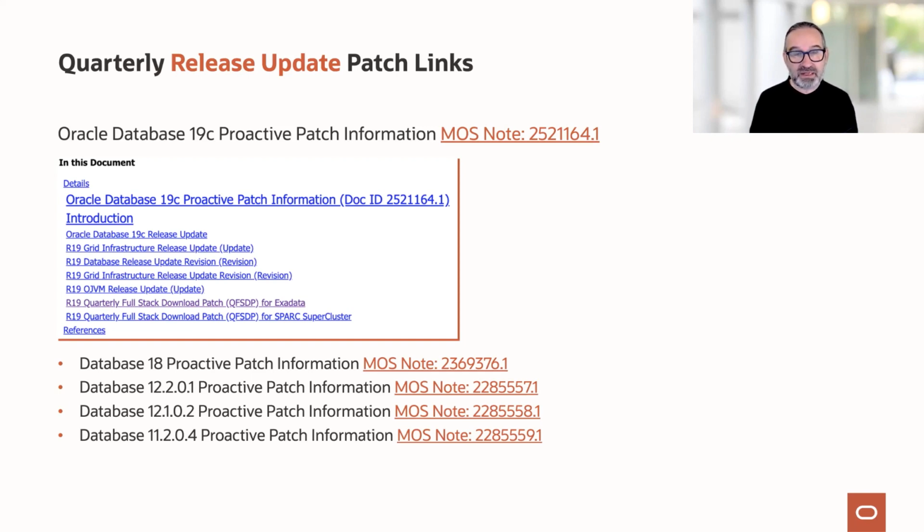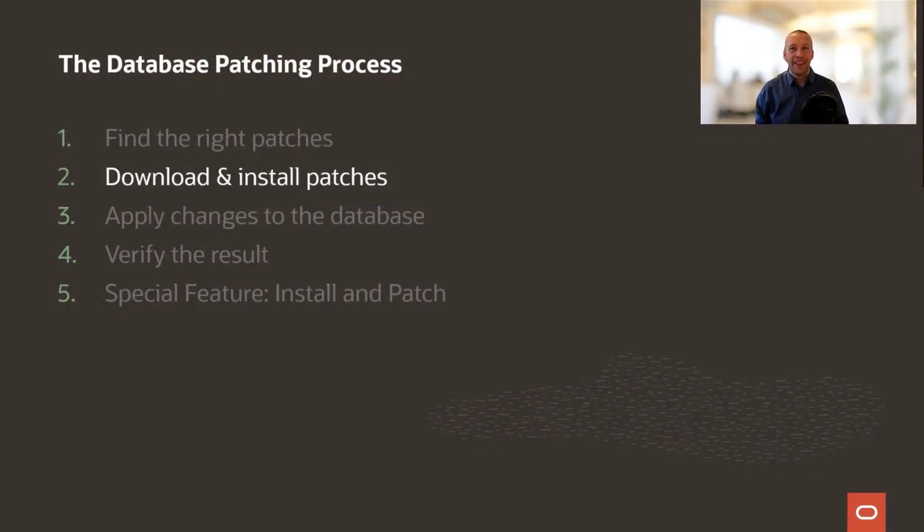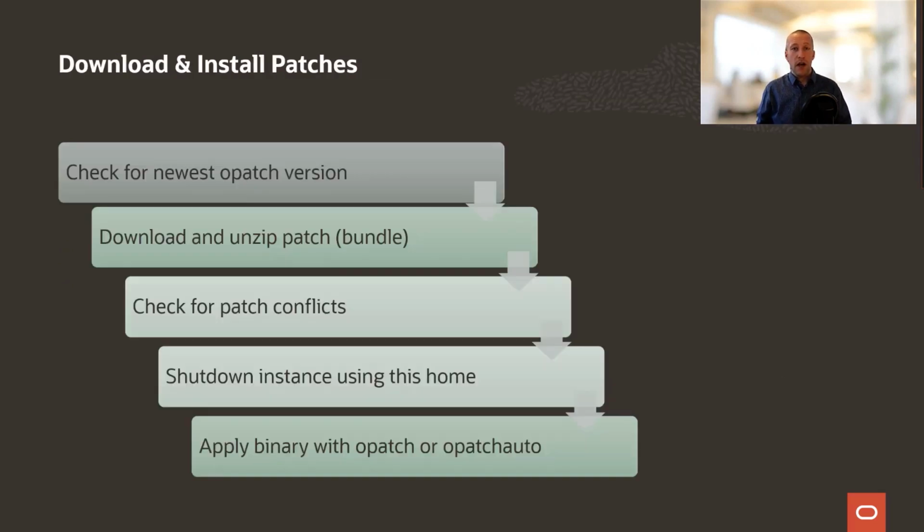Okay, then it's time to go to the next topic. Next, let's look at how you can download and install the patches. This is a high-level overview. First, you check OPatch, then you download and unzip your patch, you check for conflicts, you shut down the databases, listeners, and so forth that are using that home, and then you apply the binary changes to your Oracle home.